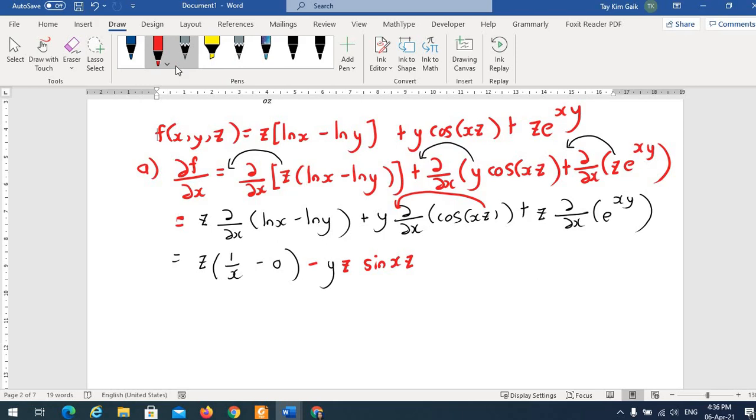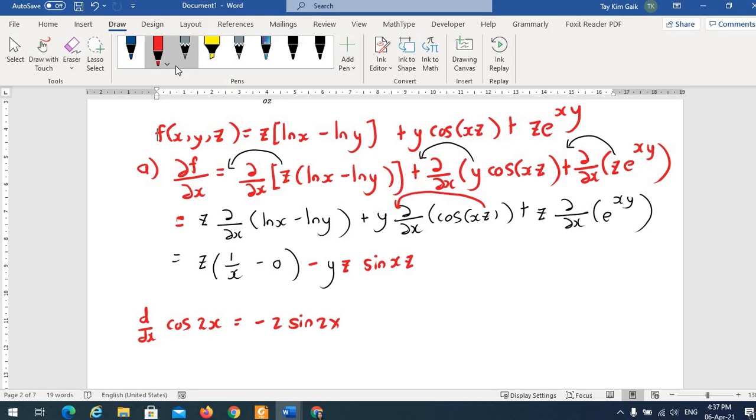Because here, remember, if you d/dx, say cos 2x, the answer is negative 2 sin 2x. So your z here is equivalent to, let's say, a constant value. So differentiating cos gives negative sin xz, where the z is constant. For differentiation, you bring the constant in front of the sin term, or multiply. If integration, then the constant will become divide. So that's why here you get negative z sin xz, similar to here.